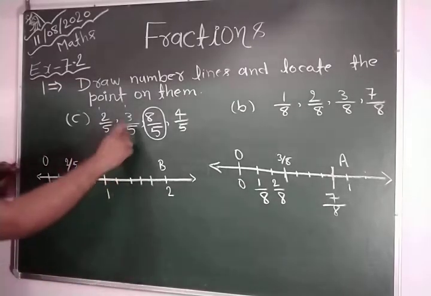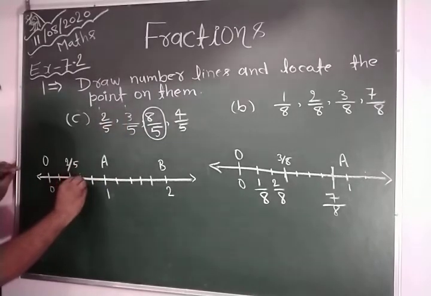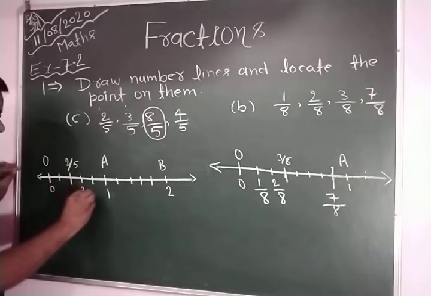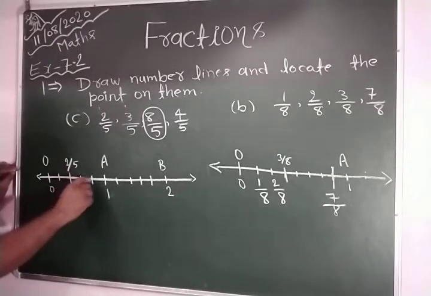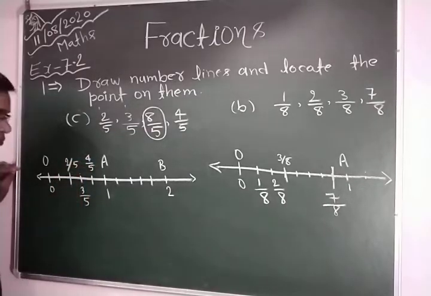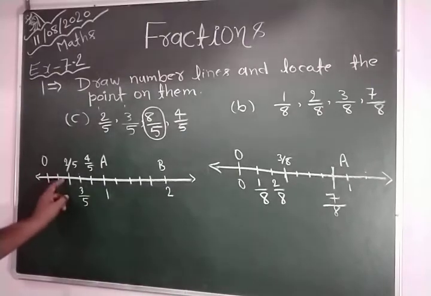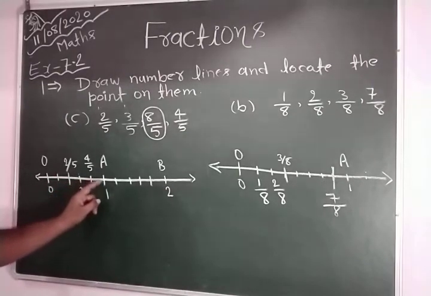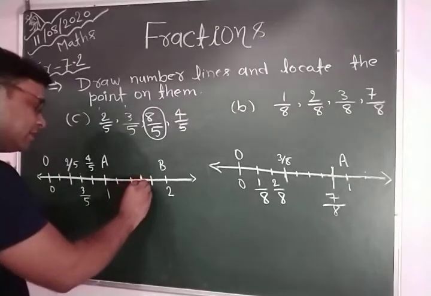Okay, and 3 by 5. 1 part, 2 part, 3 part. This part you can say represents 3 by 5. Okay, after this 4 by 5. So this part, 1 part, 2 part, 3 part, 4 part. This part represents 4 by 5. Clear? Now 8 by 5. So 1 part, 2 part, 3 part, 4 part, 5 parts, 6 part, 7 part and 8 part. This represents 8 by 5.